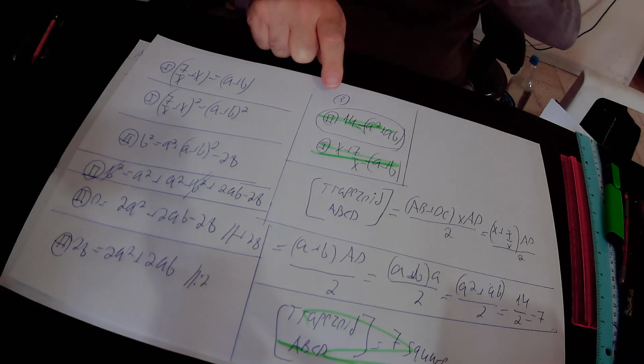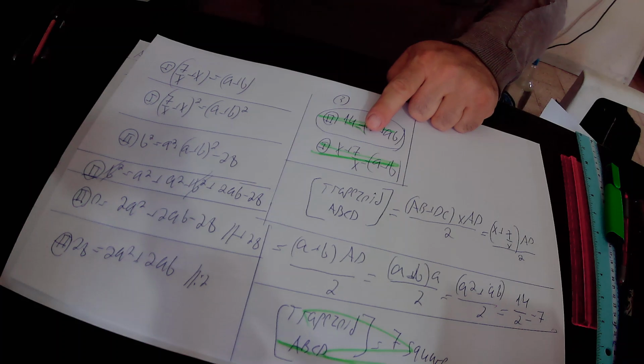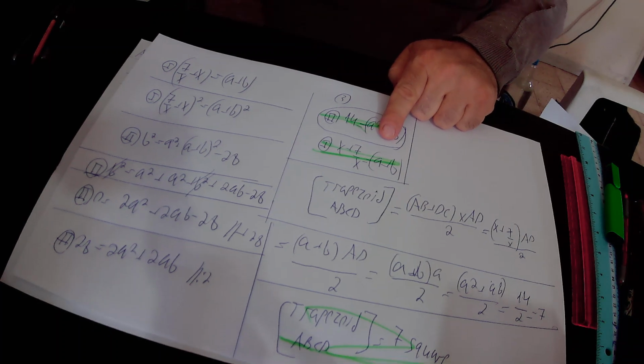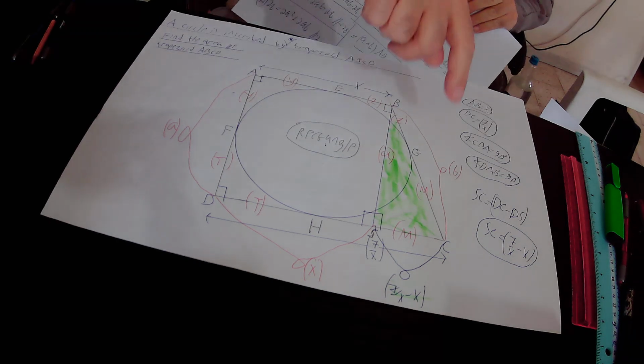This is according to equation 2, while according to equation 1, we have already found out that X plus 7 over X equals A plus B. Now our mission is to find out the area of this trapezoid ABCD.